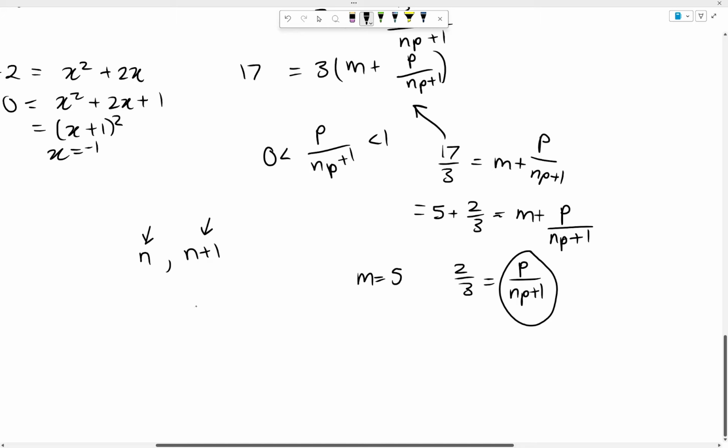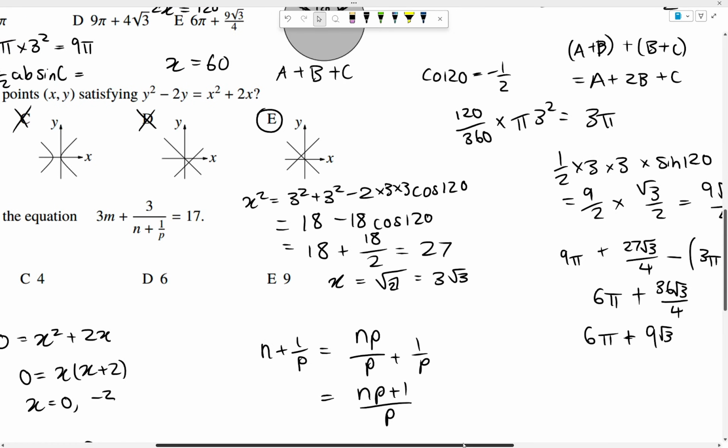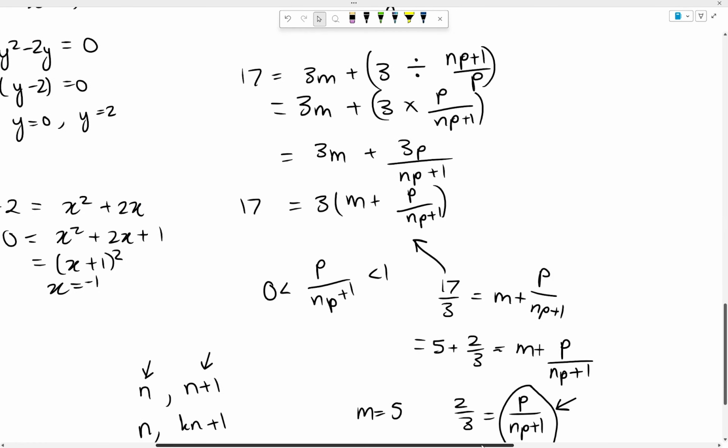And then similarly, we can also say that n and a multiple of n plus 1, so say like k n plus 1, by the same logic, these two also have a highest common factor of 1. So therefore we know that this fraction here is fully simplified, and that just gives that p is equal to 2, because p is just the numerator of the fraction.